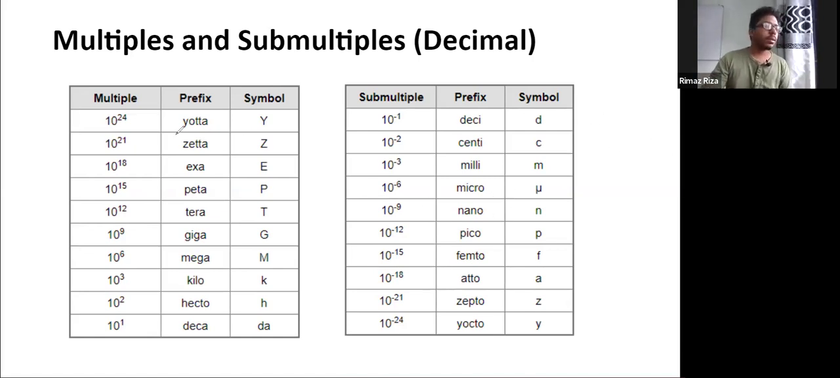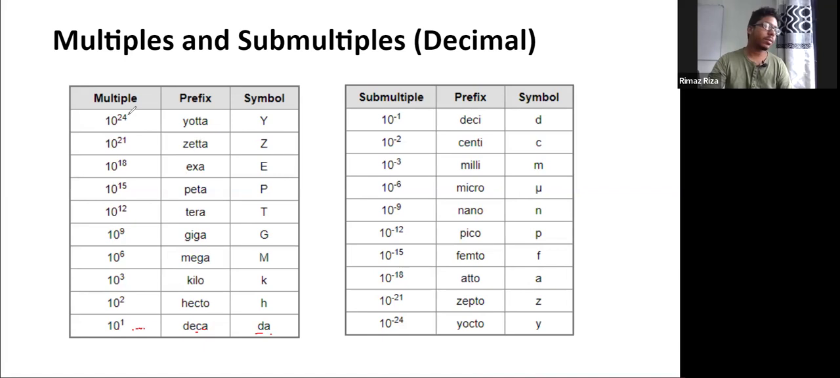Okay. So these are multiples. When you are writing this in your notebook, you start writing from deca, from top to bottom. That means first you write 10 to the power 1 is deca, symbol DA, and then in the next row you write 10 to the power 2, hecto. In that way, it will be easy for you to study, like a mind map.